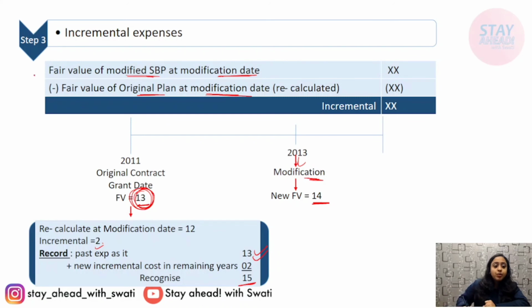This is important. Fair value of the modified share-based plan and fair value of the original plan, both are taken as of the modification date. The difference between them is known as the incremental amount. This will be divided over the remaining years on SLM basis.